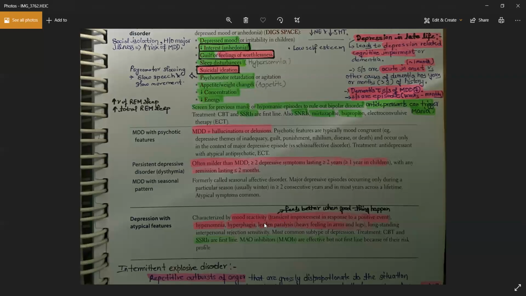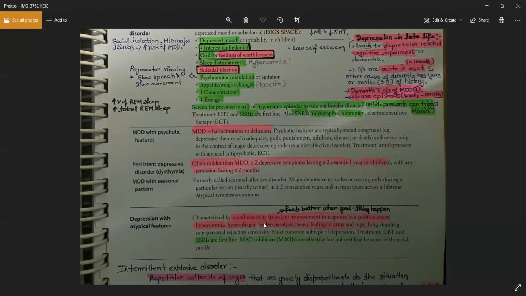You will feel a very heaviness in the arms. The patient will feel the heaviness in the arms, and that is known as the leaden paralysis. So MDD along with any of these 4 features, you will diagnose the patient with depression with atypical features. Okay.